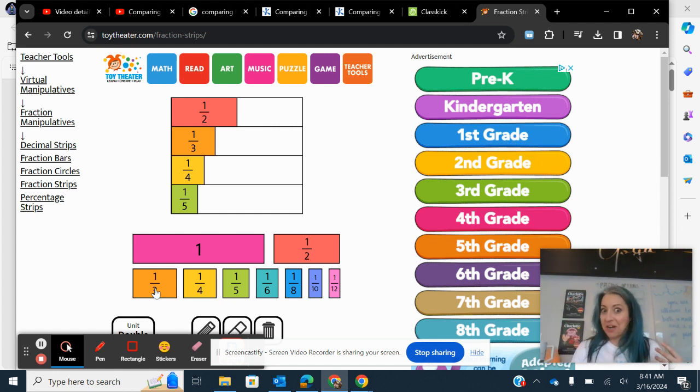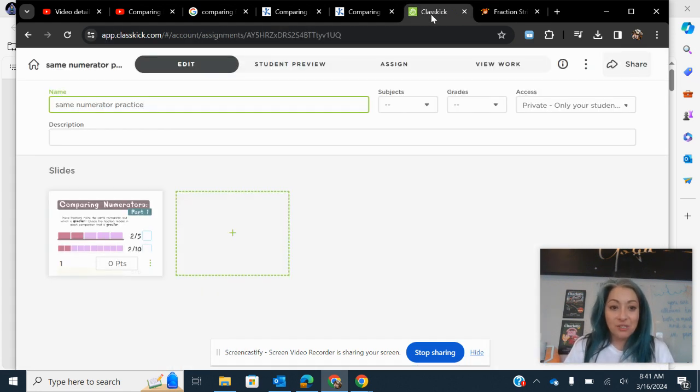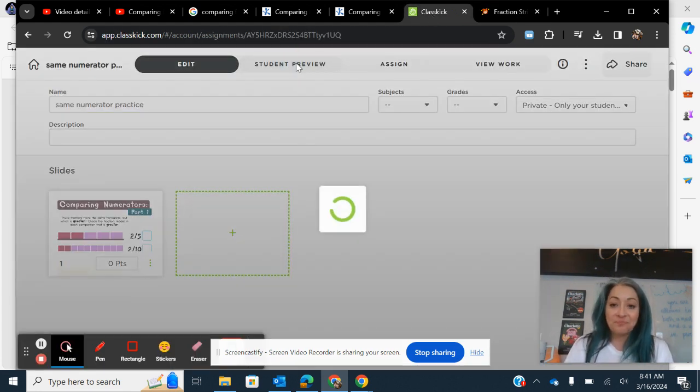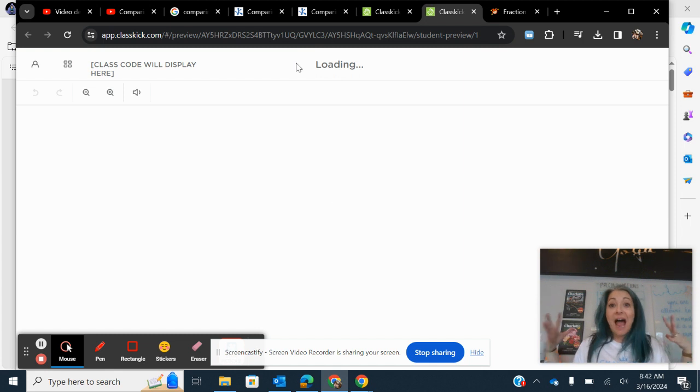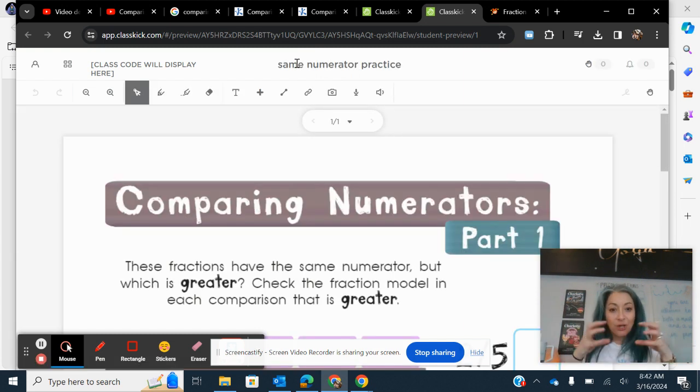So think of it like sharing. If you only have to share one thing between a few people, everyone's going to get a bigger portion. But if you have to share it between a lot of people, you're going to get a smaller portion. So when you're comparing fractions with the same numerator, the fraction with the larger denominator is actually the smaller fraction.